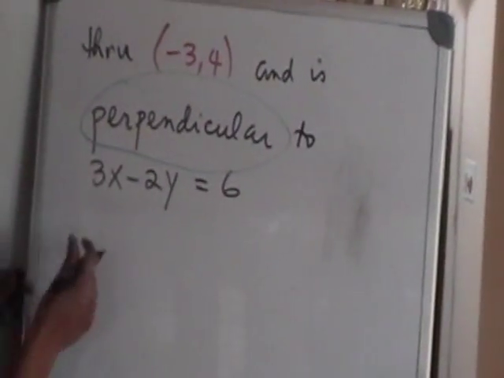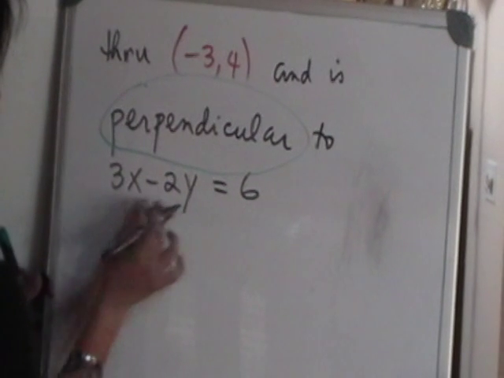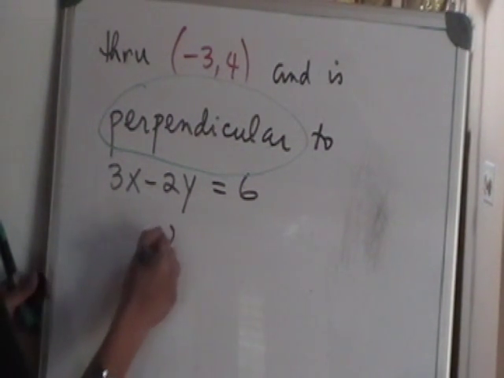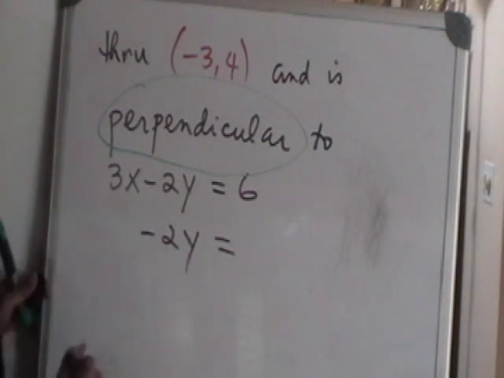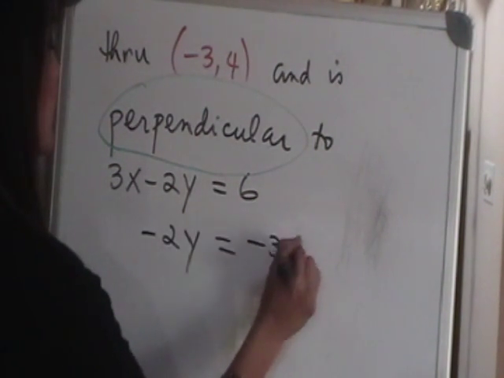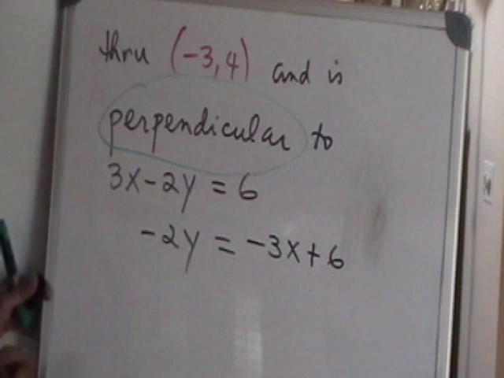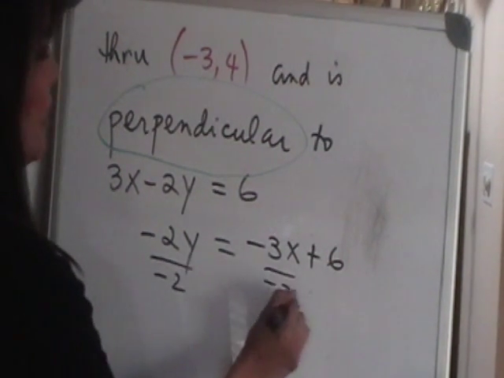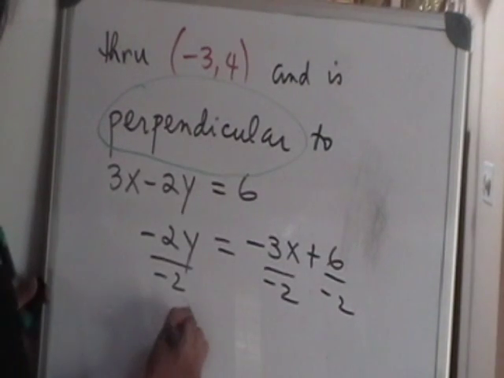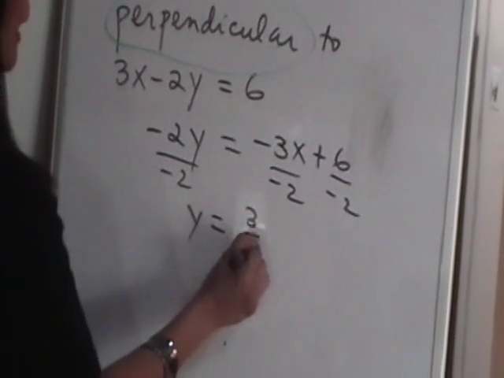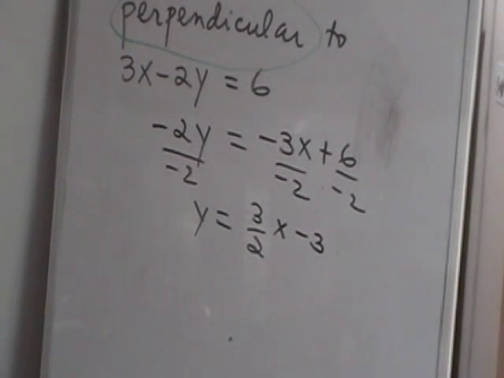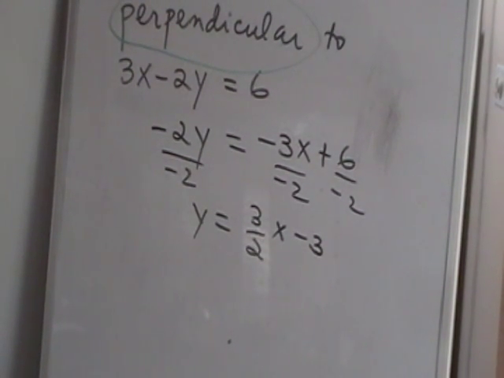So let's do that. I need to move the 3x over to the right side, and I accomplish that by subtracting 3x from both sides. So I'll get negative 2y equals negative 3x plus 6. I want to isolate y, so I divide both sides by negative 2 to get y equals 3/2 x minus 3. Okay, so this is the given line written in slope-intercept form.